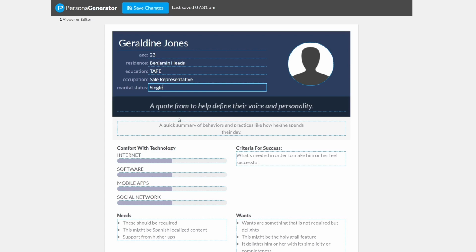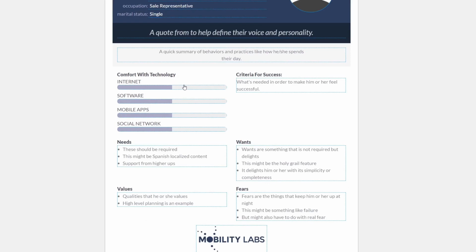We'll come back and give her a quote later, but right now I'm going to fill out the boxes below that I know. Being quite young, she's quite comfortable with the internet. She's pretty good with software and mobile apps. And she's reasonably social. She's not hugely social. Benjamin Heads is a small community.